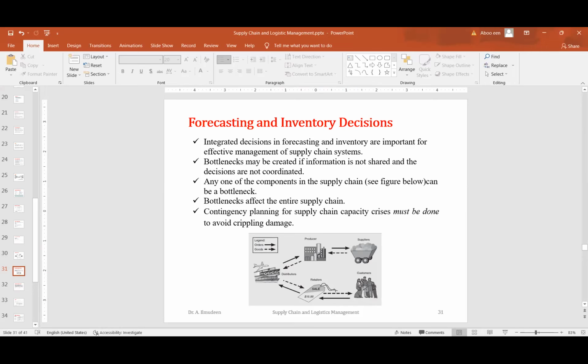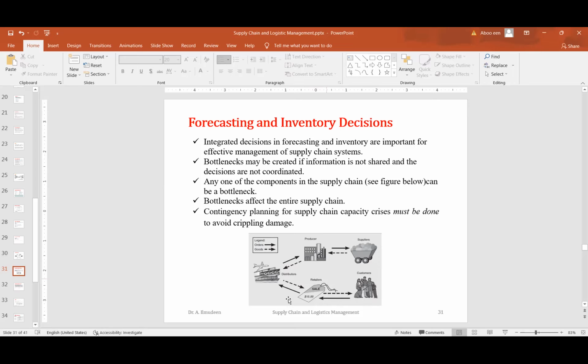Any one of the components in the supply chain can be a bottleneck. Any one of this network can be a bottleneck. Sometimes the retailers are not sharing the information, or the distributors are not sharing proper information with the connected parties, or the manufacturing firm is not sharing the required information. If so, there will be bottlenecks and barriers in their supply chain. The bottleneck affects the entire supply chain. When one of the connected parties is not able to share data and information, he becomes a bottleneck barrier in this chain, and it will impact the entire supply chain.